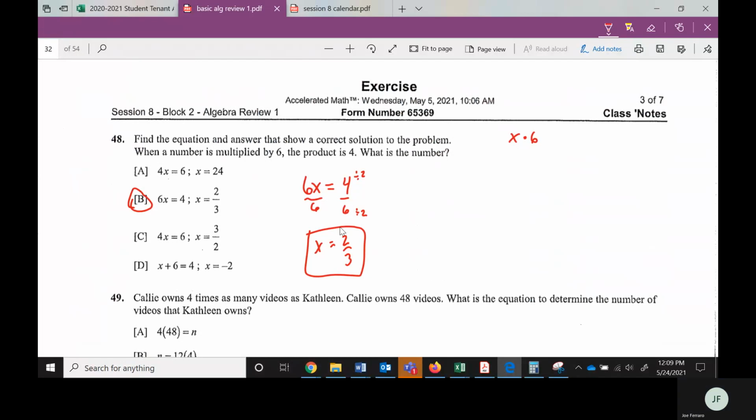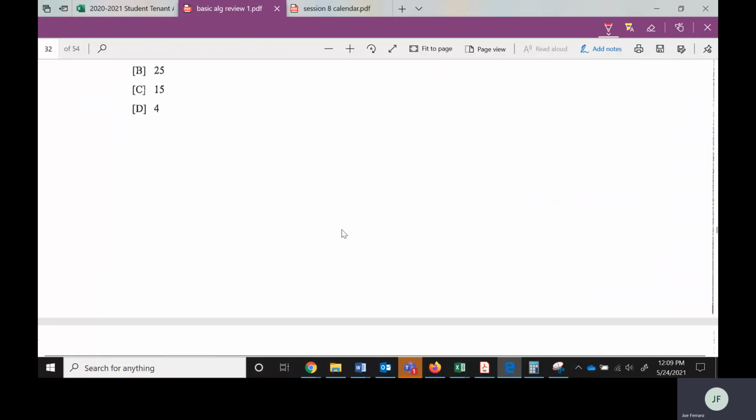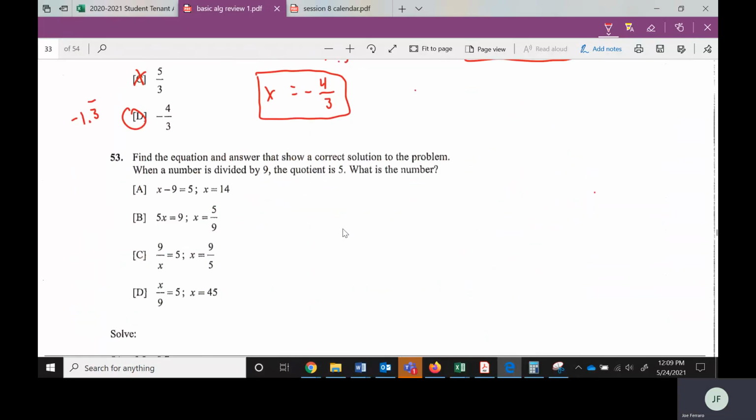Okay. Let's do one more like that and we will be done. Next page, 53. So again, find the equation and the answer that show the correct answer to the problem. It says when a number is divided by 9. So again, don't do this. You could, but in algebra, what you're usually going to see is a number divided by 9. The quotient, means its answer to a division problem, is, that's where the equal sign comes in, 5.